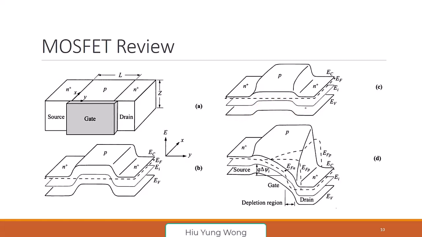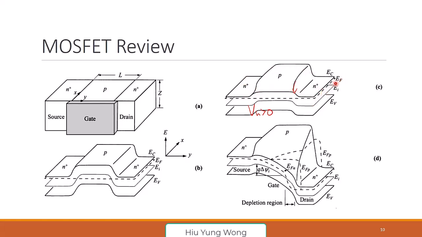Now, do you see that basically when you apply a VG larger than 0, what you do is you pull this band down, right? So that you can get more electrons. Electrons can go through. They cannot go through the body.